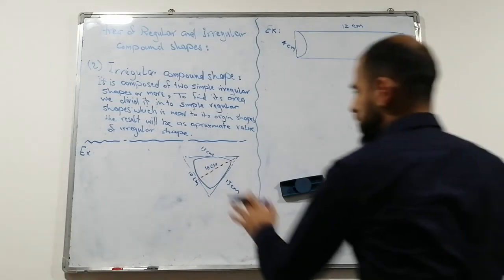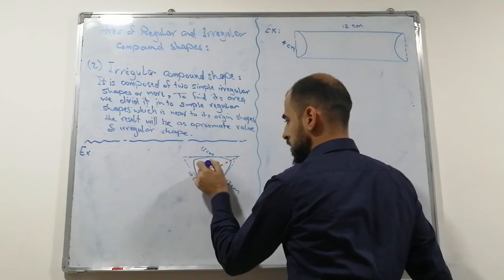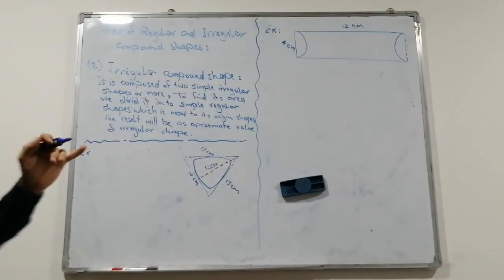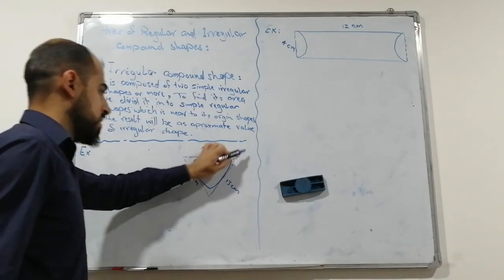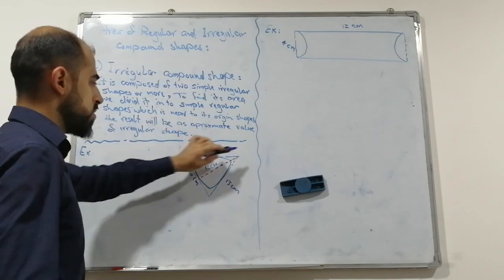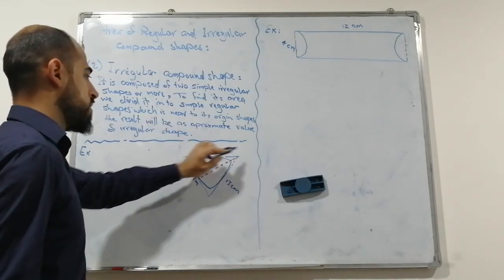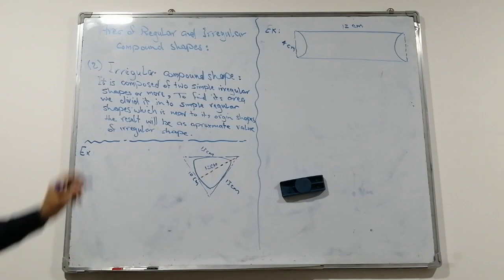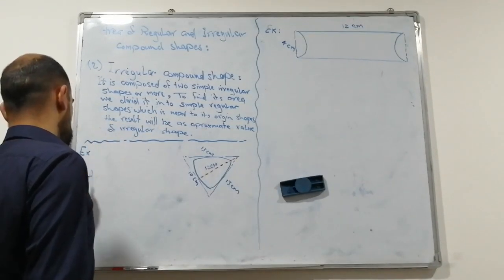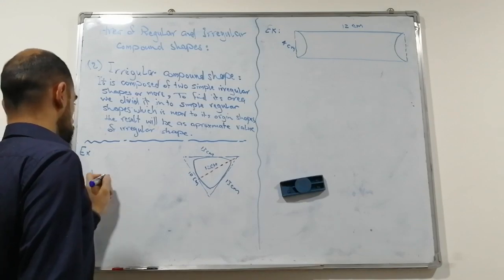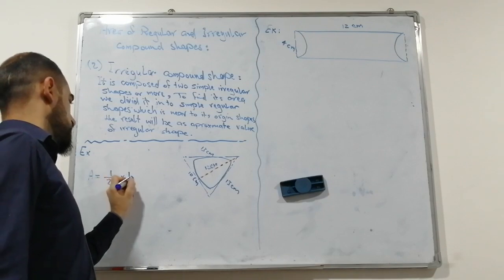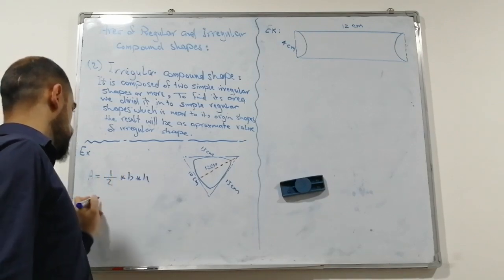Its height is 12, sorry, not 10. So to find the area of the coins approximately, we divide the shape into a regular shape near to the original shape, and the result will be approximate to the irregular shape. So the area equals the area of a triangle: half multiplying by base multiplying by height.